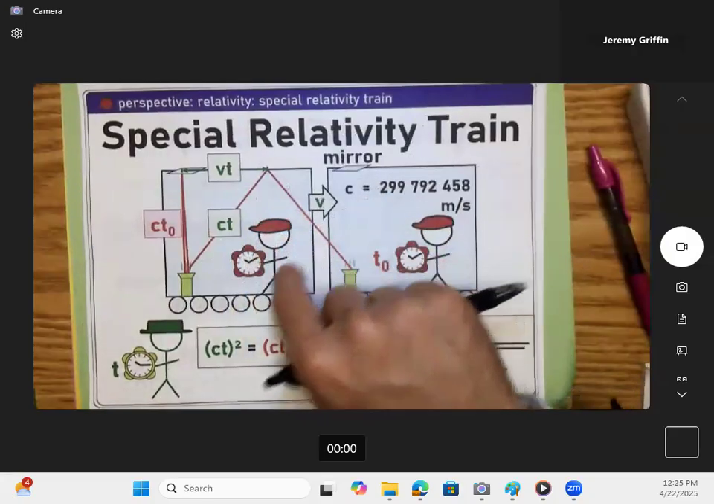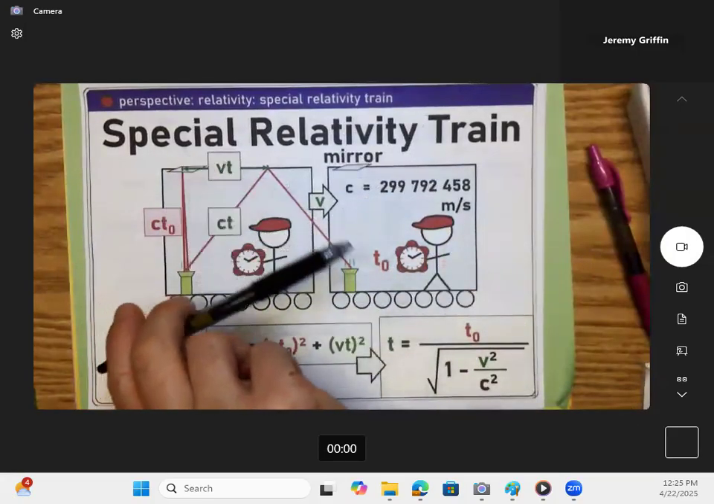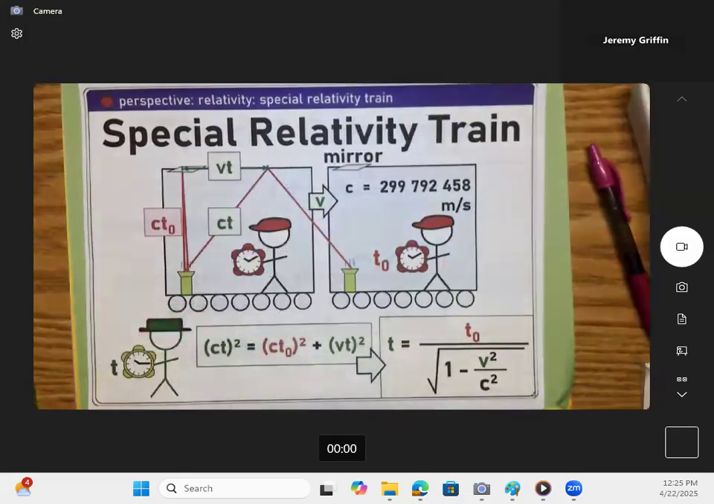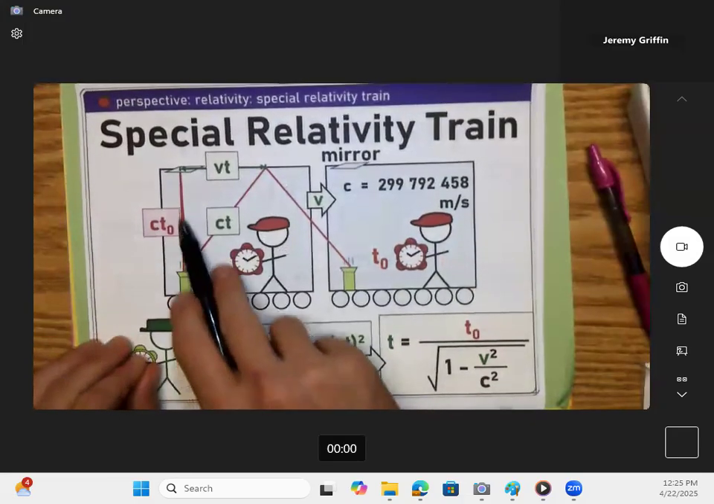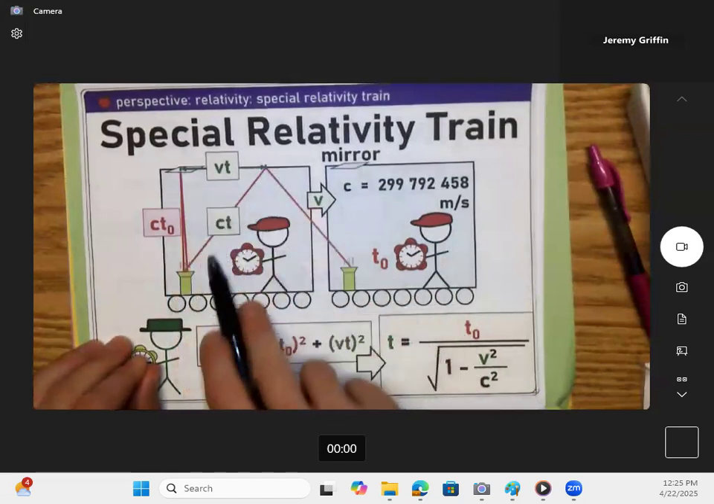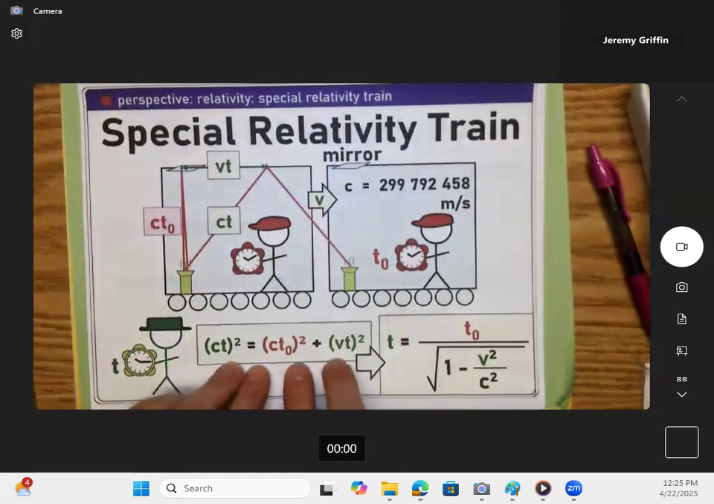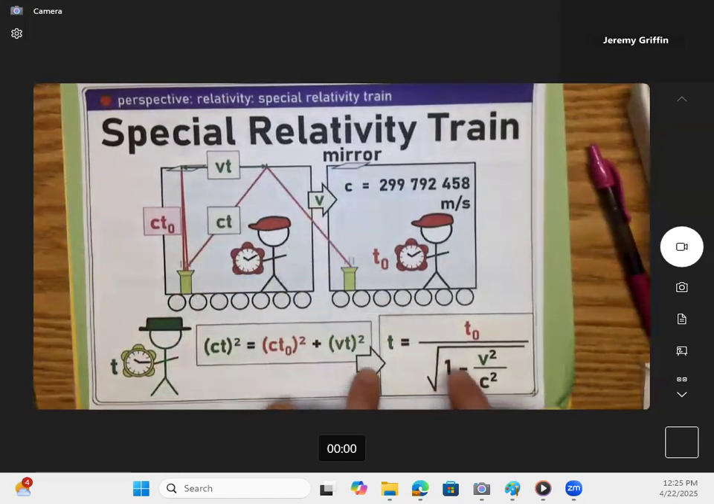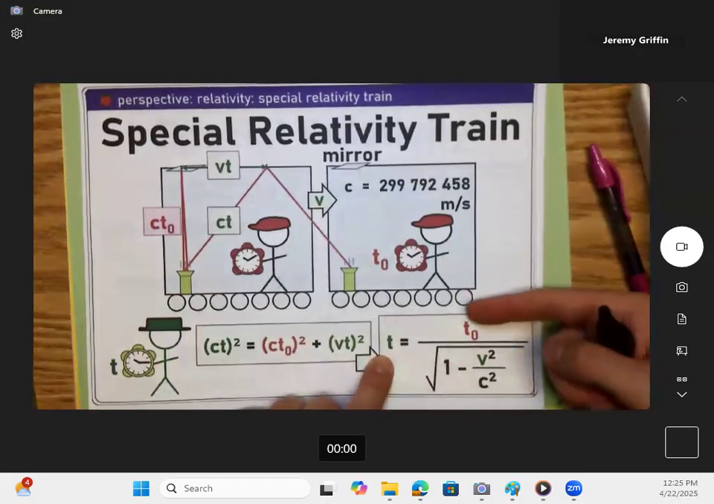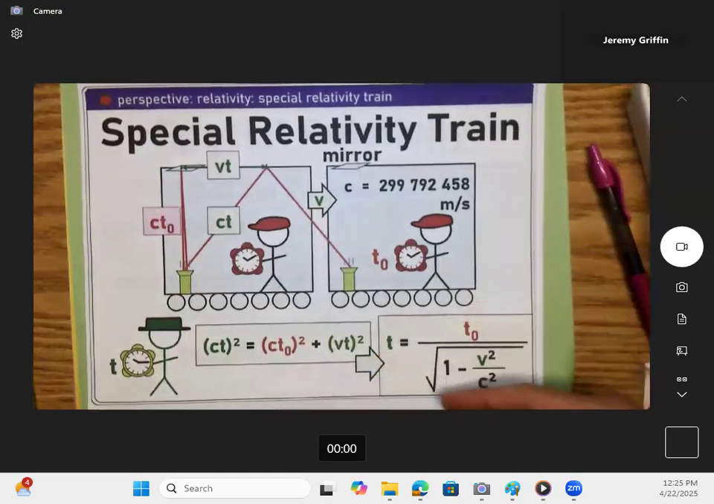And rocket twin looks back at Earth twin's clock that looks like it's going really fast. Right? There's some relativistic speed. Now you can set up a Pythagorean theorem based on this triangle geometry right here. Here's your Pythagorean theorem setup: a squared plus b squared equals c squared, and you can rearrange it and get Earth twin's time in terms of rocket twin's time. And you have to divide by the square root, which is called the Lorentz factor. You guys see that? Okay.